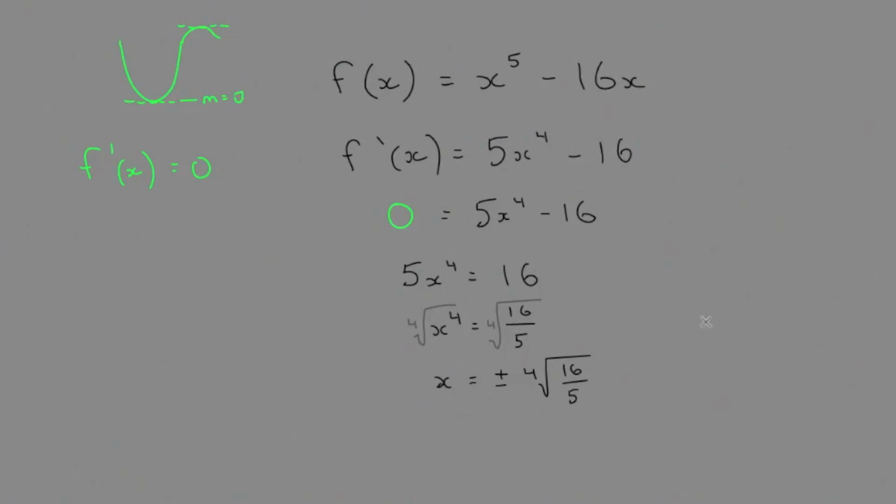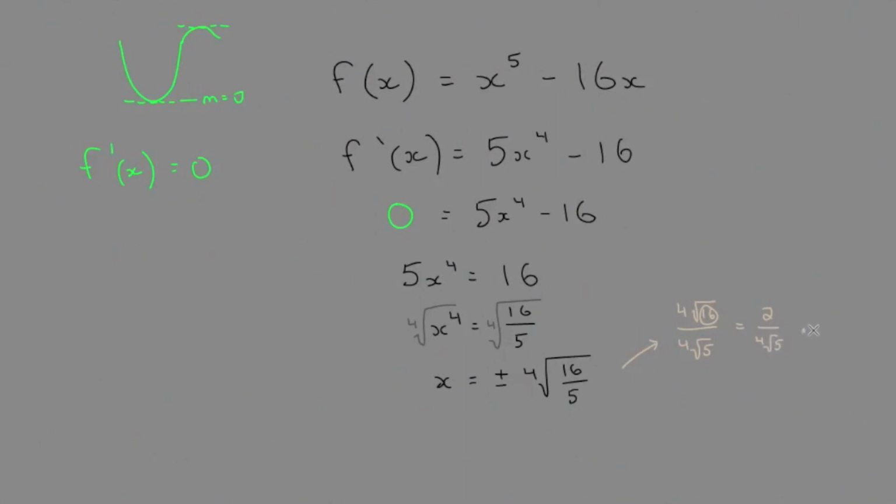We'll simplify this a bit. Remember, with fractions, it's like having the fourth root of 16 over the fourth root of 5. We can do that. It's one of the rules for roots. 16 is 2 to the power of 4. So if we have the fourth root of 2 to the power of 4, the 4's will cancel. So we have 2 over the fourth root of 5.